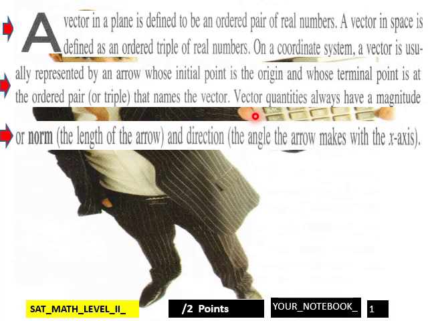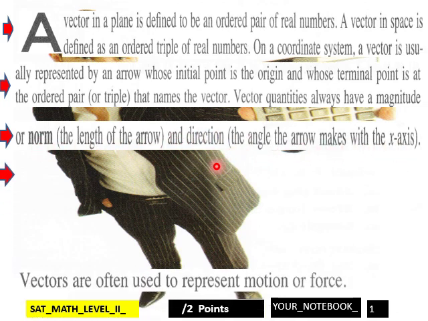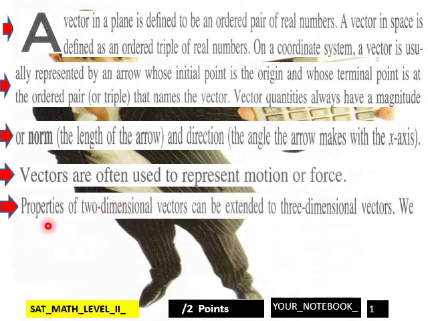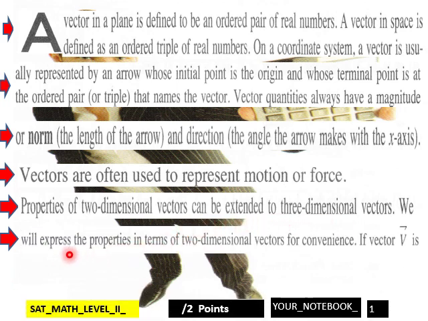Vector quantities always have a magnitude or norm, meaning the length of the arrow, and direction, the angle the arrow makes with the x-axis. So we have a norm and we have direction. Vectors are often used to represent motion or force. Properties of two-dimensional vectors can be extended to three-dimensional vectors. We will express the properties in terms of two-dimensional vectors for convenience.